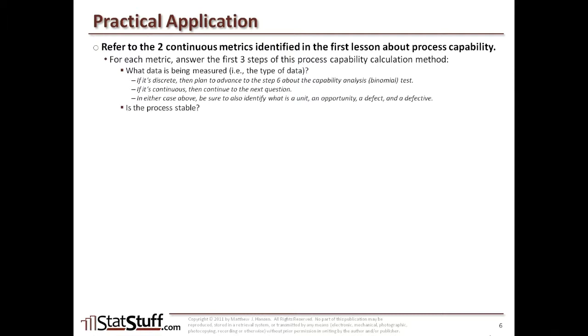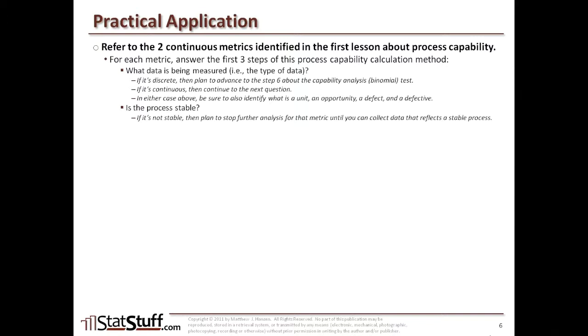The next question we ask ourselves when it's continuous data is: is the process stable? If it's not stable, then you need to stop any further analysis for that particular metric and go back and collect additional data that reflects a stable process. That is, try to find out what's making it not stable, and try to eliminate any special causes you might see until you can get it to a stable state.